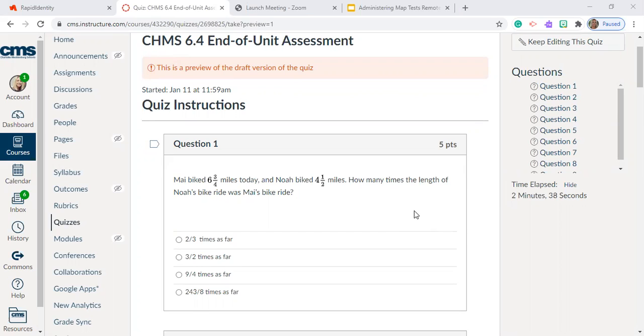Mai biked 6 3/4 miles today, and Noah biked 4.5 miles. How many times the length of Noah's bike ride was Mai's bike ride? Your answer choices are 2/3 times as far, 3/2 times as far, 9/4 times as far, or 243/8 times as far. Pause and do the work in your notebook.